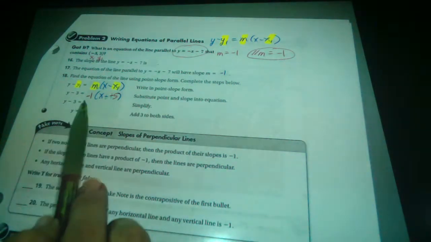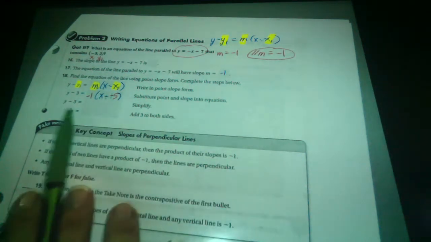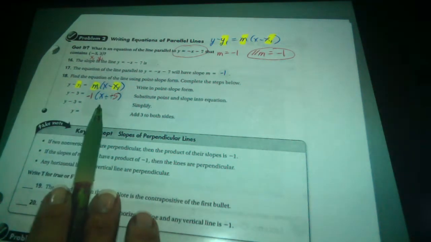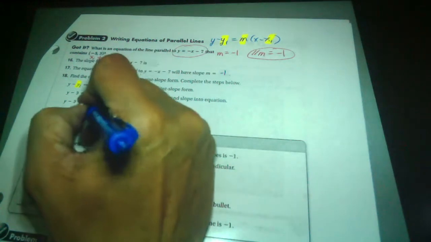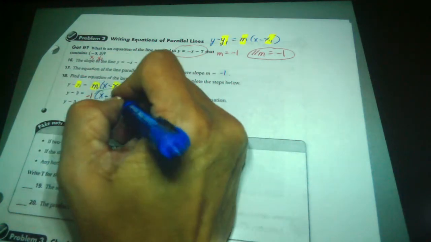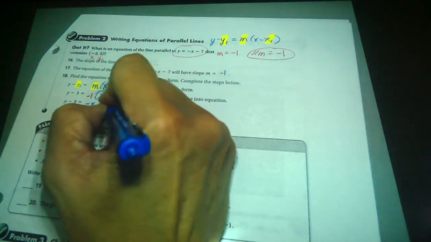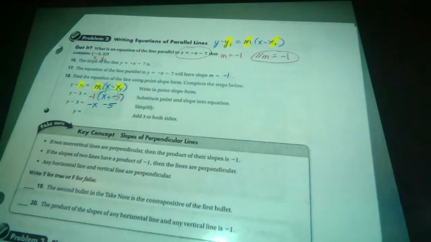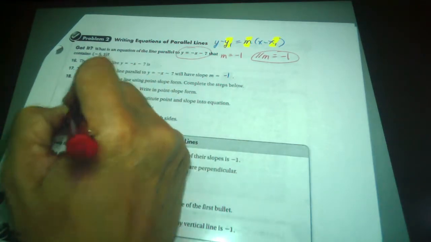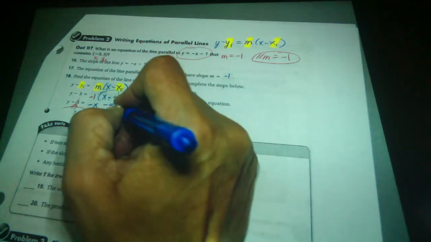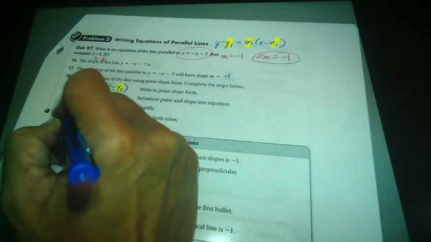You want to distribute that -1. You cannot add or subtract this value here until you have cleared parentheses on the right-hand side. So when I distribute that -1, I get a negative x. -1 times a positive 5 is a -5. Then we want to add 3 to both sides, and we end up with y equals -x. A -5 and a positive 3 is a -2.